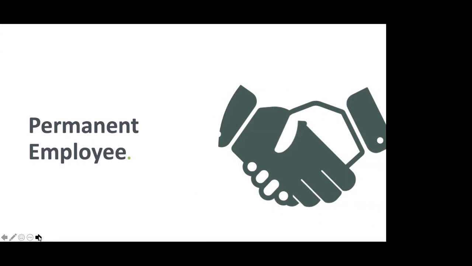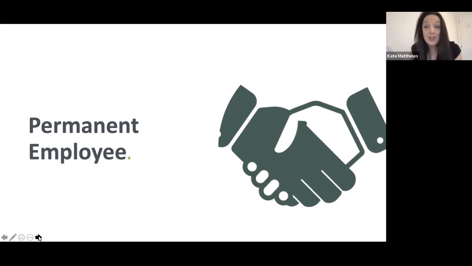Okay, so first of all, the easiest, I guess, of all of the groups that I just mentioned is your permanent employee. So this is somebody that you're employing, and they're going to have full employment rights, and that means that there's a mutual obligation from you as the employer and from them as the employee. So with this type of employee, it's really important that they have an employment contract, and I'm going to go through with you all of the different things that you need to have in place in that contract.